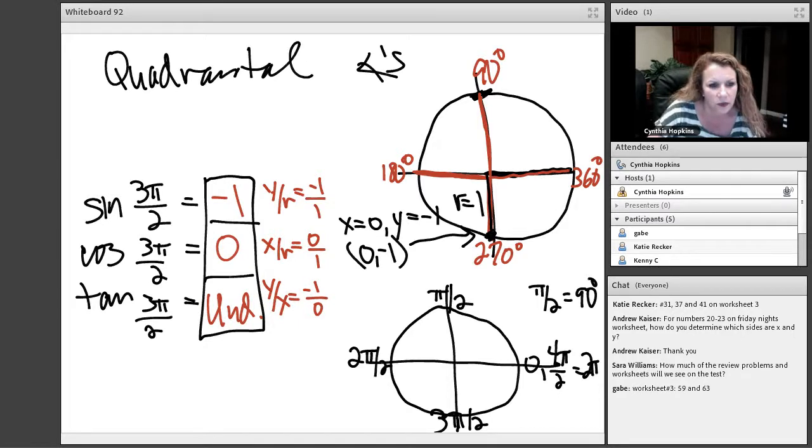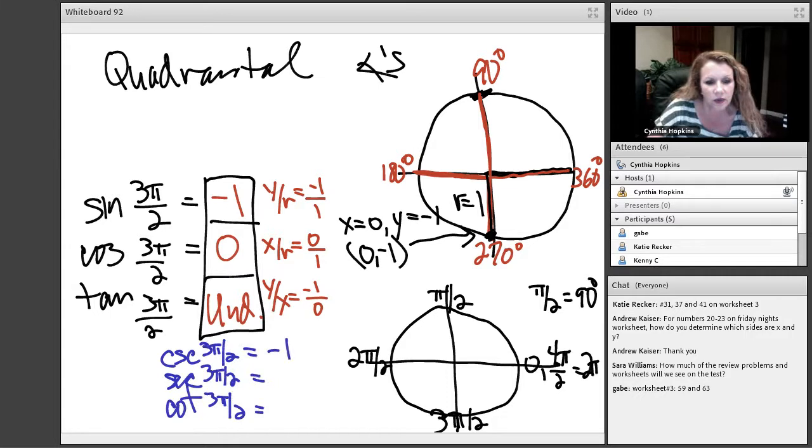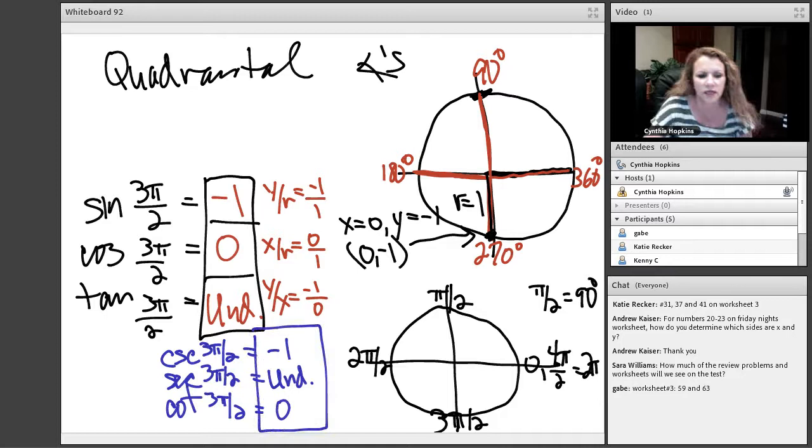So I'm going to write them right here: cosecant, secant, and cotangent. Notice I always go in the same order with my 6 trig functions. So for all 3 of those reciprocal functions of 3 pi over 2, all I have to do is take the reciprocal of my 3 first answers. The reciprocal of negative 1 is negative 1. The reciprocal of 0 is undefined, and the reciprocal of undefined is 0. And so those are the 3 answers for cosecant, secant, and cotangent of 3 pi over 2.